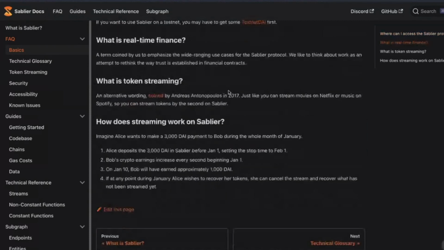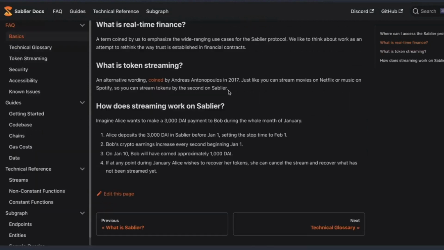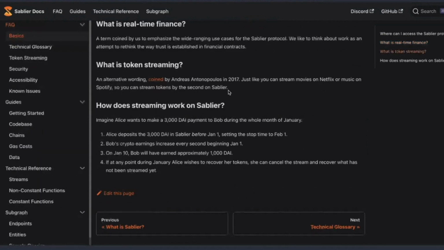What is real-time finance? A term coined by us to emphasize the wide-ranging use cases for the protocol. We like to think about our work as an attempt to rethink the way trust is established in financial contracts. Okay, interesting grammar. Just like you can stream movies on Netflix or music on Spotify, you can also stream tokens by the second. Okay, it's only by the second, I think.